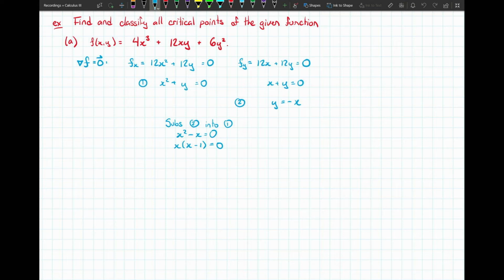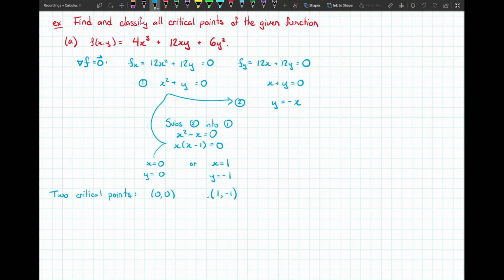This gives us two particular solutions for x. Either x equals 0 or x is equal to 1. Now, because we found these two values of x by substituting equation 2 into equation 1, we have to trace our steps back here. Tracing backwards, we know that in this particular case, y has to equal negative x. And that means that when x equals 0, y has to be 0. And when x is equal to 1, then y has to equal negative 1. This gives us our two critical points, (0, 0) at the origin, and (1, -1).